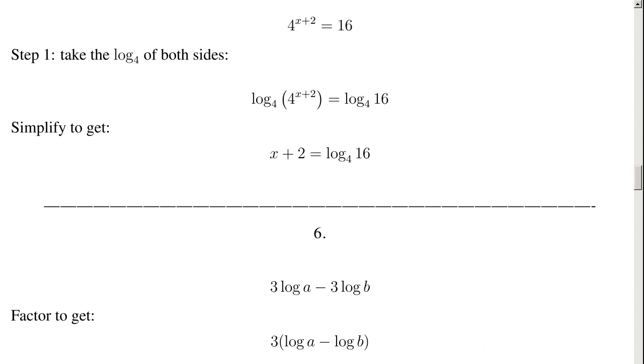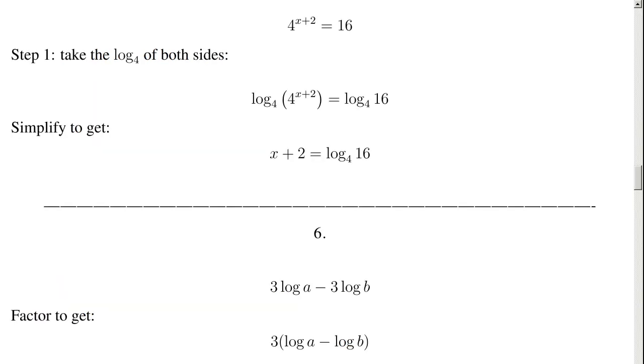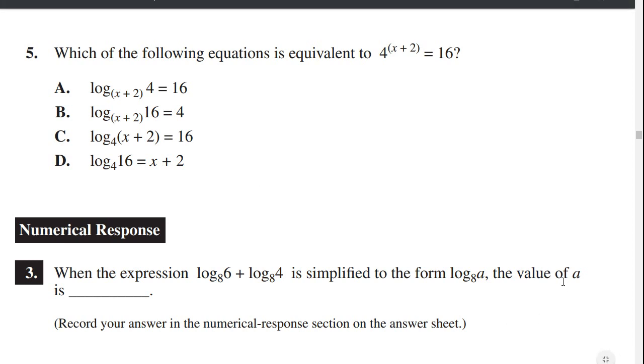And then if we go back to our choices, x plus 2 equals log base 4 of 16. They just have it written backwards, but it's the same thing. Log base 4 of 16 equals x plus 2. D is the answer.